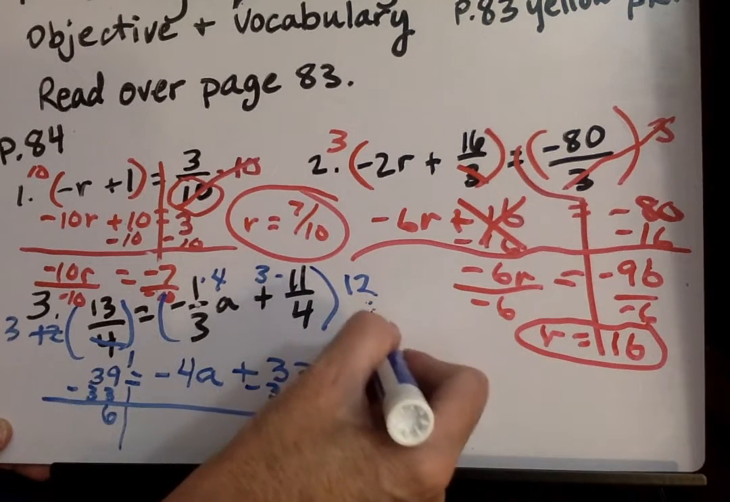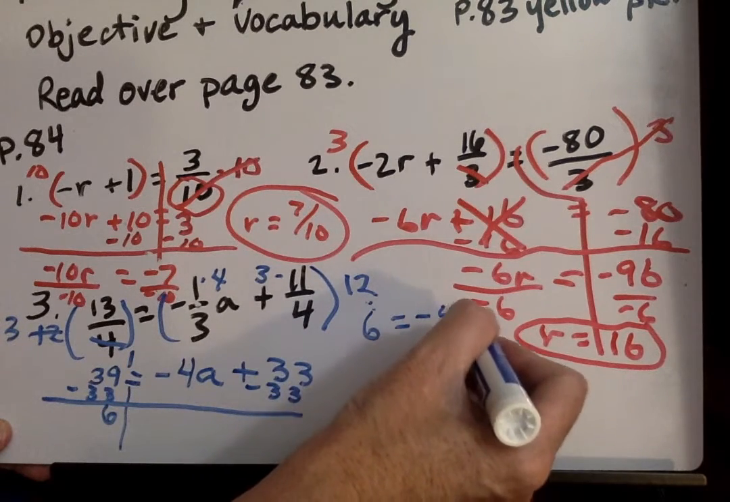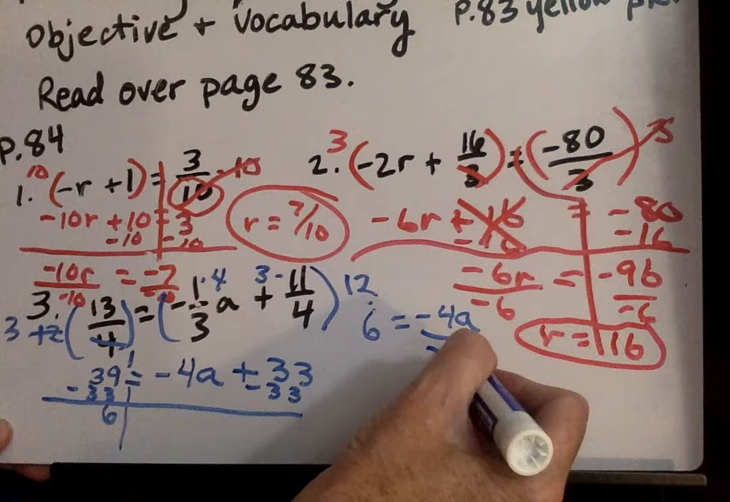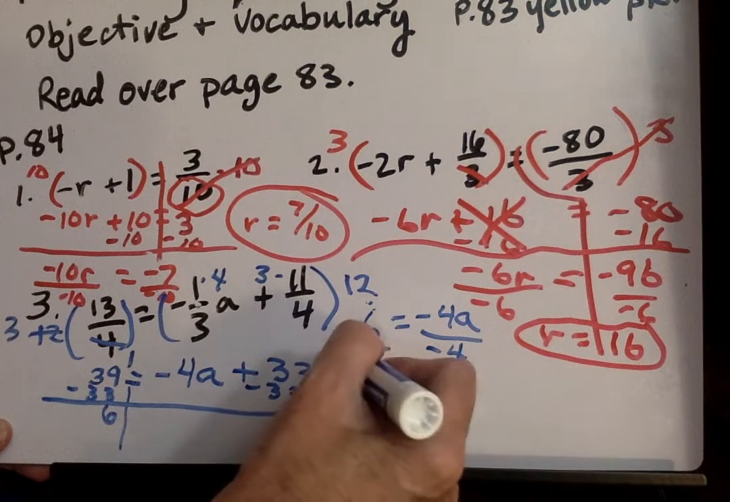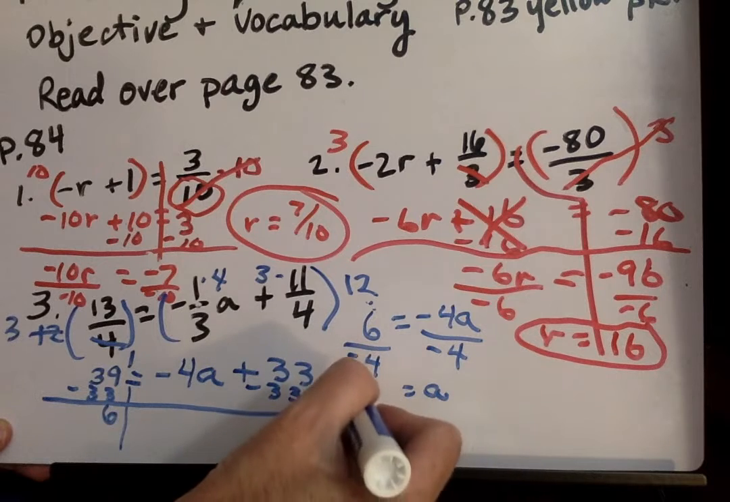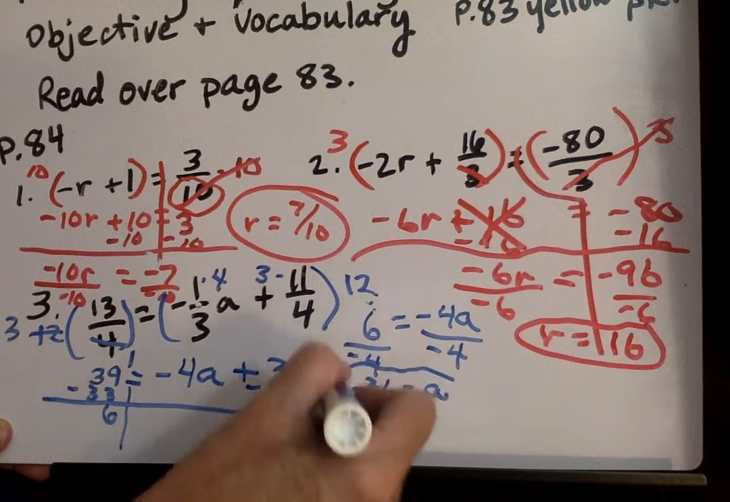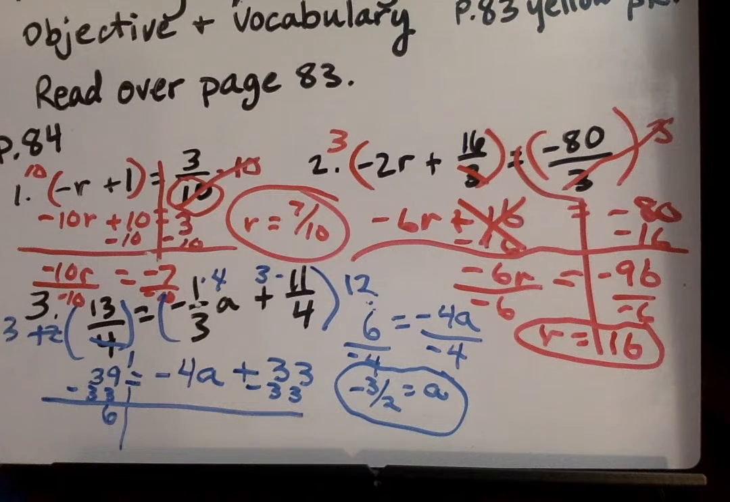So then you get 6 equals negative 4A. Then I divide by the number in front of A. And I never leave a negative on the bottom, so I move it upstairs. And there's your solution. Okay.